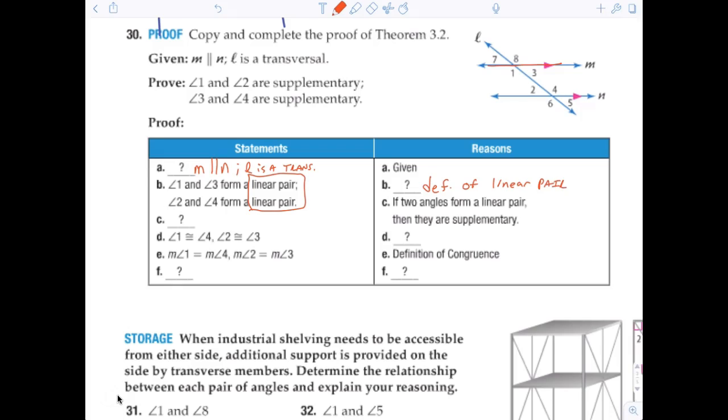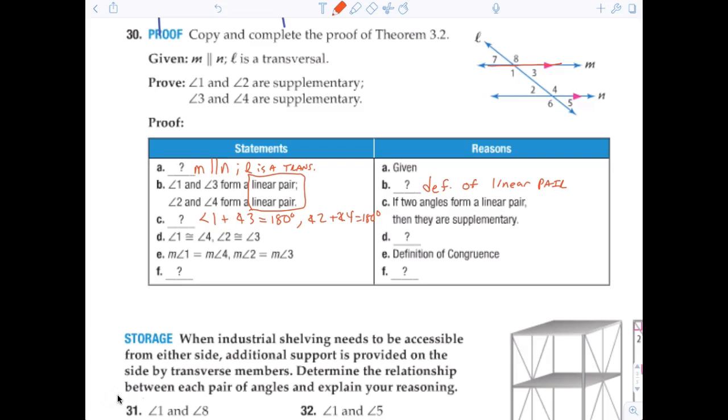Now, if the two angles form a linear pair, then they are supplementary. That's when we said it was the what? Yeah, I think that's what the linear pair postulate was. If they form a linear pair, then they are supplementary. So angle 1 plus angle 3 equals 180 degrees, and angle 2 plus angle 4 equals 180 degrees. Everybody with me on this? All right.